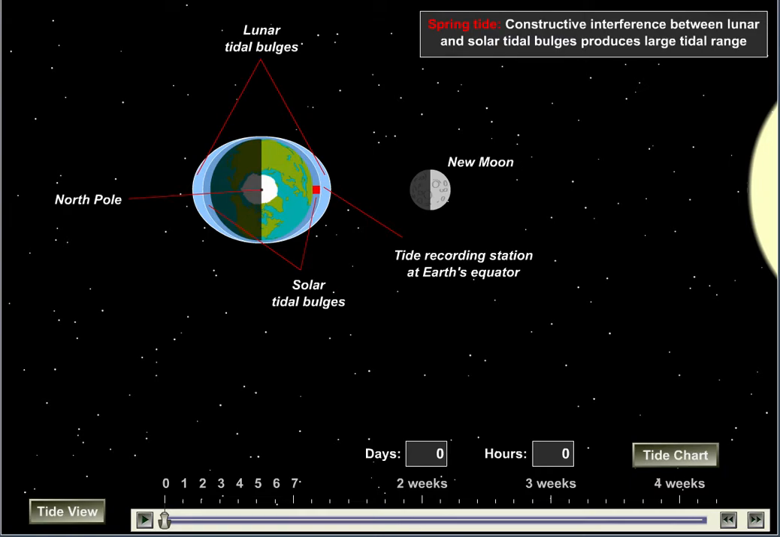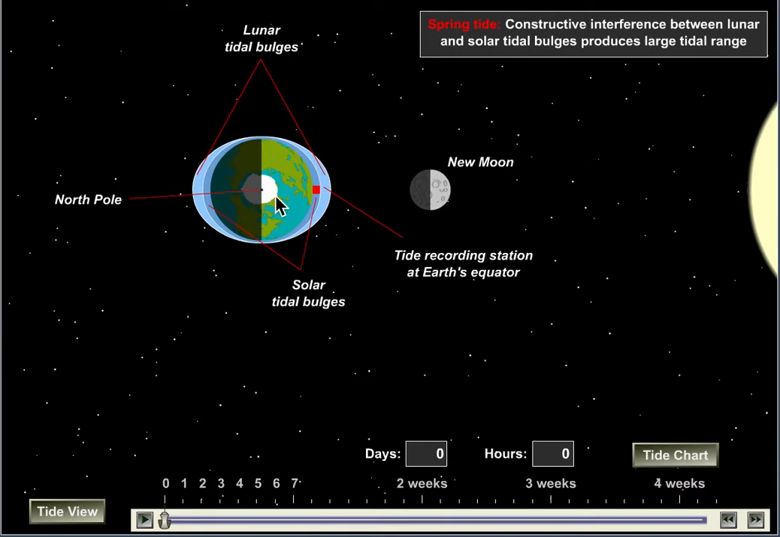This demonstration or animation is going to show you how the moon affects the tides along with the sun and how we get different types of tides and tidal ranges. Right now, you'll see that the Earth, the moon, and the sun are all in a straight line.